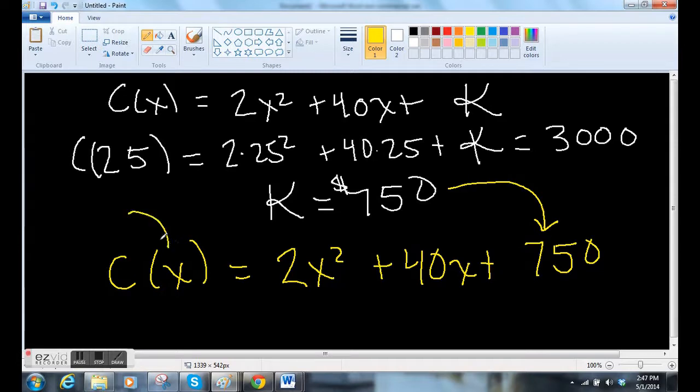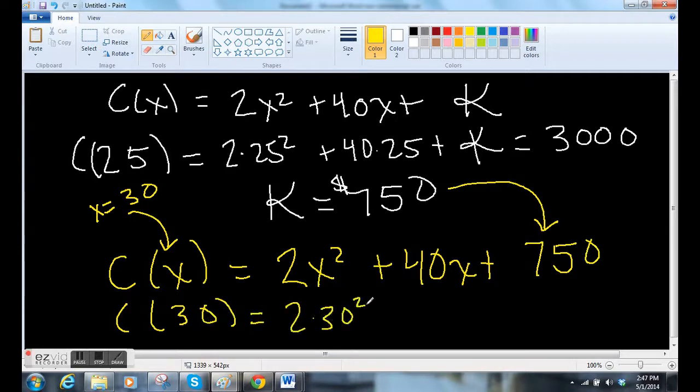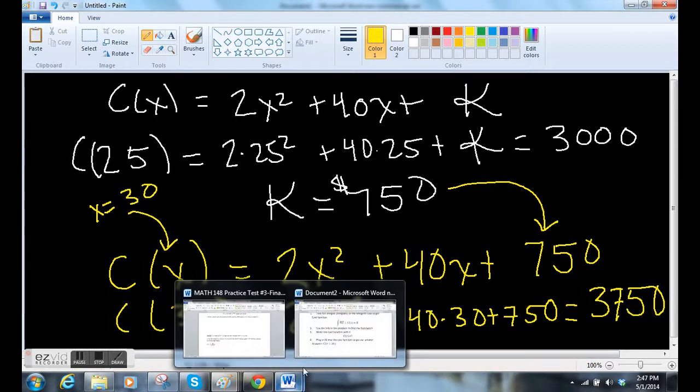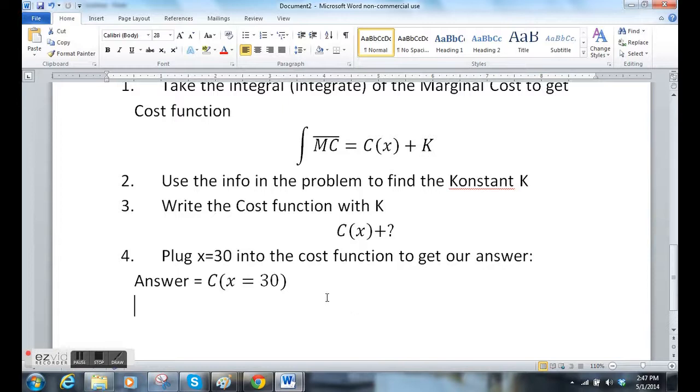Now we want to find the cost for producing 30 items. We want to know the cost when x equals 30, so let's just plug in x equals 30: 2 times 30 squared plus 40 times 30 plus 750. It's a little bit less strenuous than some of the stuff you've done. That's 3,750. So that's the answer. The answer is 3,750. That wasn't that big a deal.